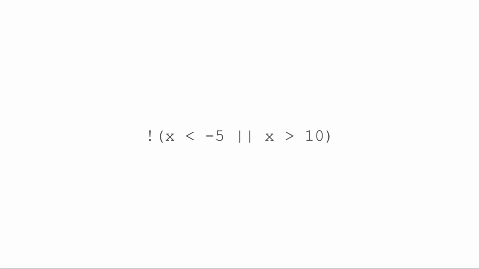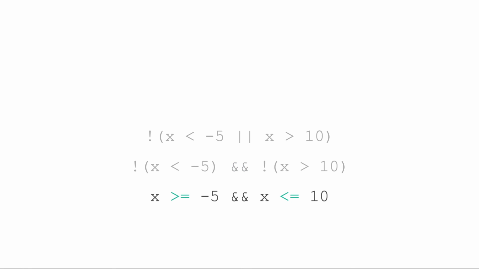Let's try a practice problem using De Morgan's laws. Based on his findings, how could we rewrite this expression? Distribute the not operator to both Boolean expressions and flip the or operator to and. When we distribute the not operator to these Boolean expressions, we flip the relational operators. Therefore, according to De Morgan's law, these two expressions are equivalent to one another.